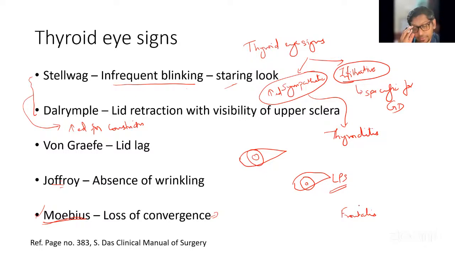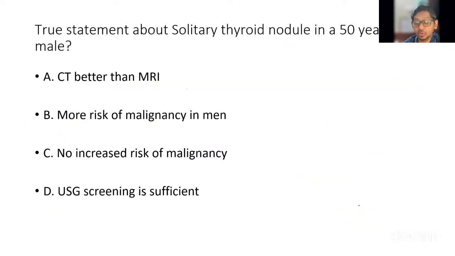So, just remember from this, you need to identify these eye signs and need to know what is most common, what are the different types of eye signs, and what is specific for Graves' disease, which is basically infiltrative eye signs, that is Mobius eye sign. So this was a question on thyroid eye signs, very important from the exam point of view.